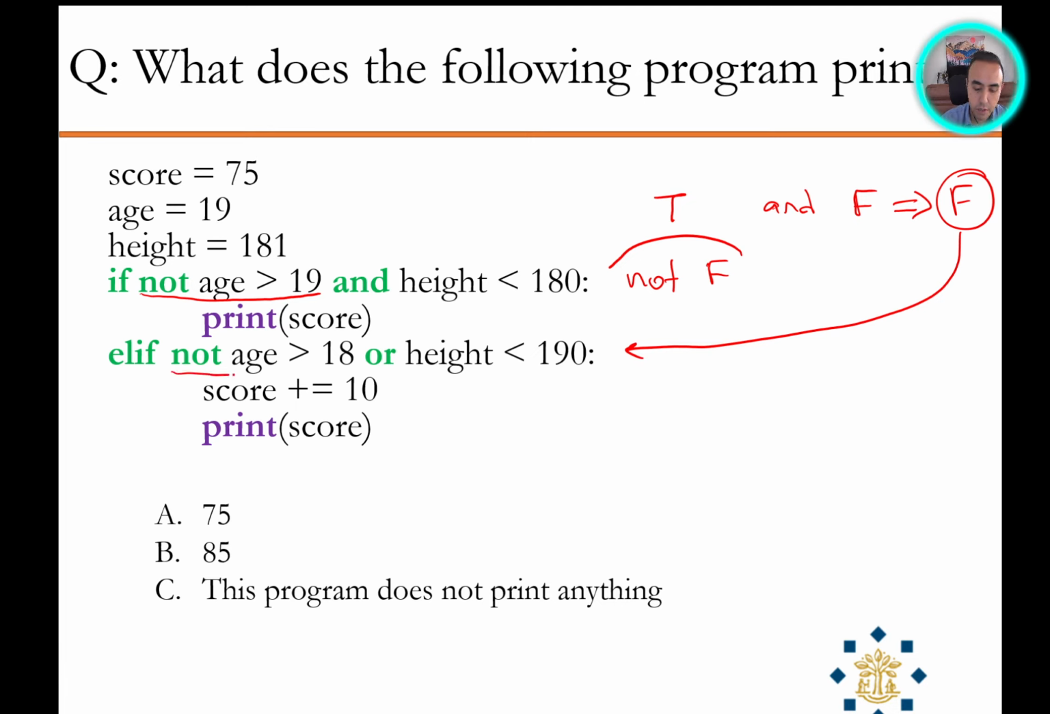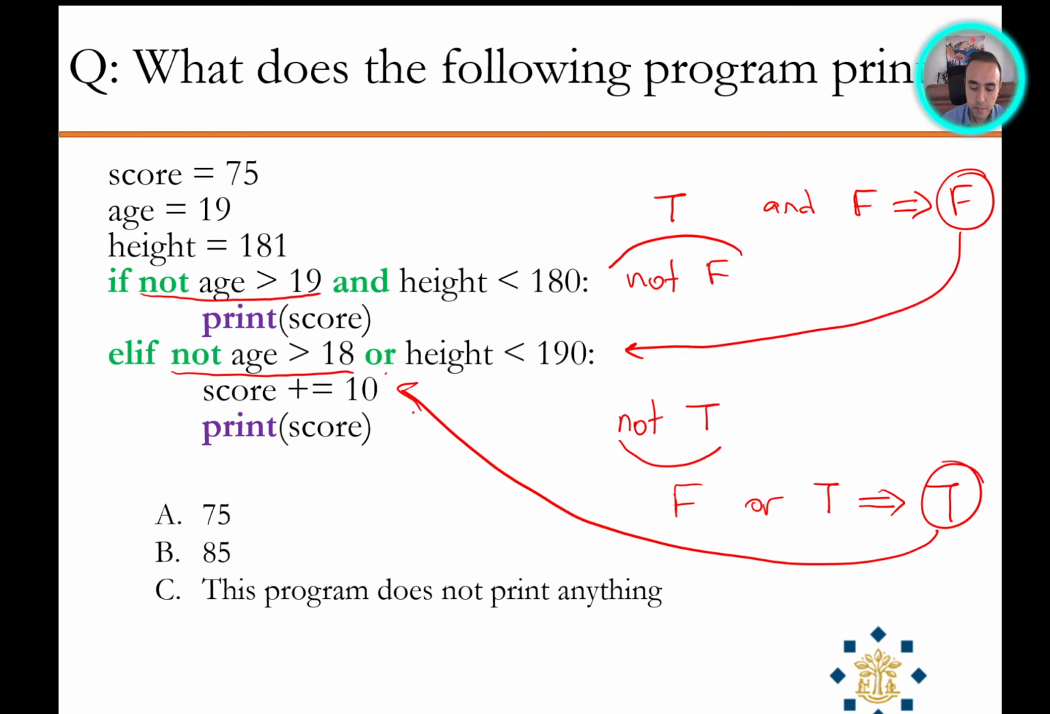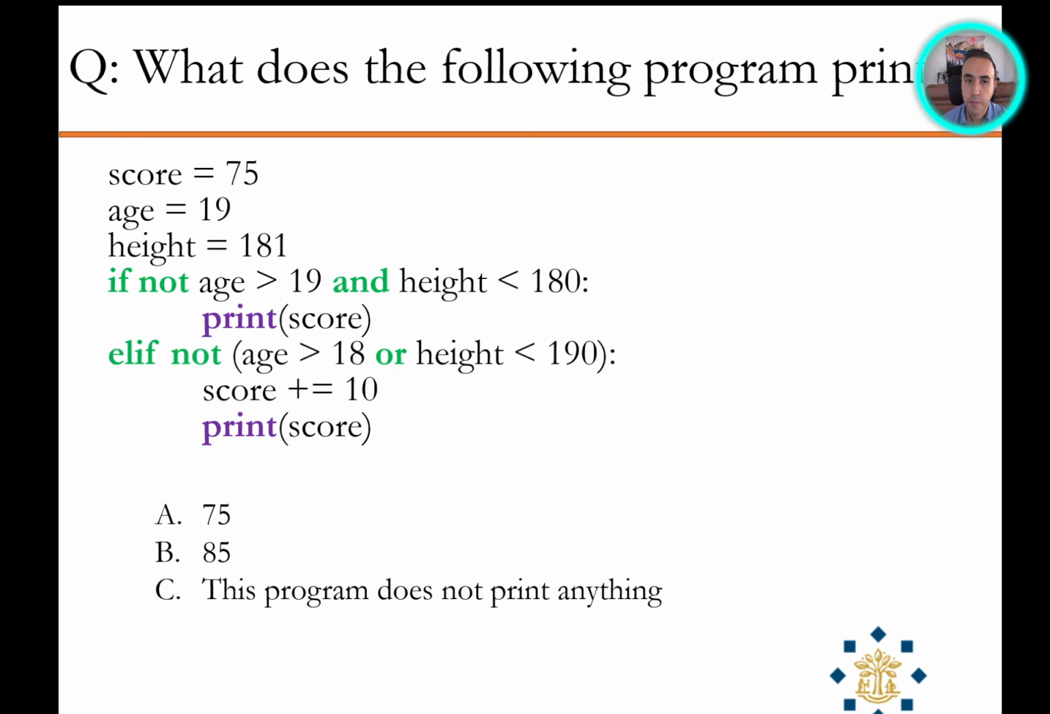Here again, we have not something, okay? So I go not age greater than 18, that's actually true, but not true is false. Or height 181 less than 190, that's true. So false or true is true. One is enough. So we go here. Score was 75, it becomes 85, and then we print 85.